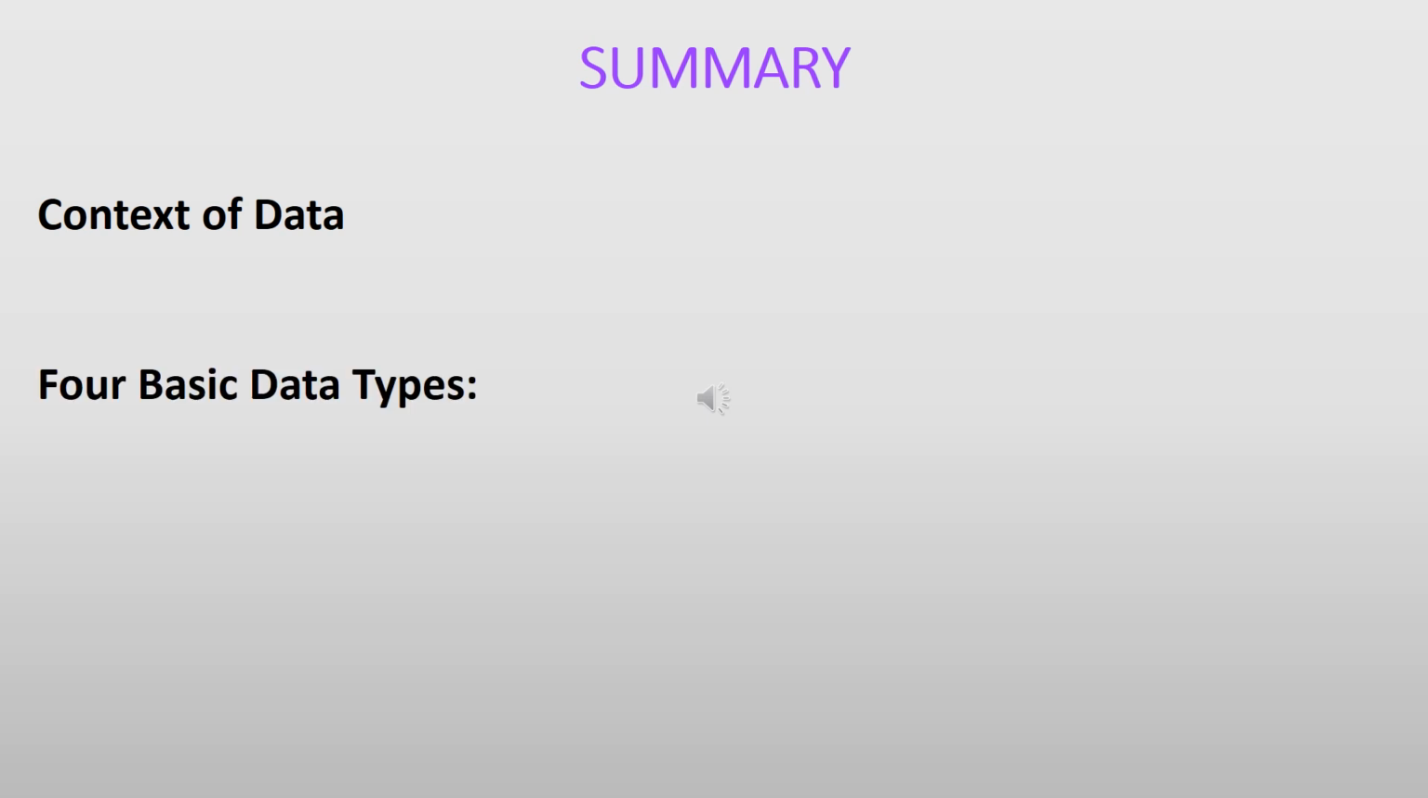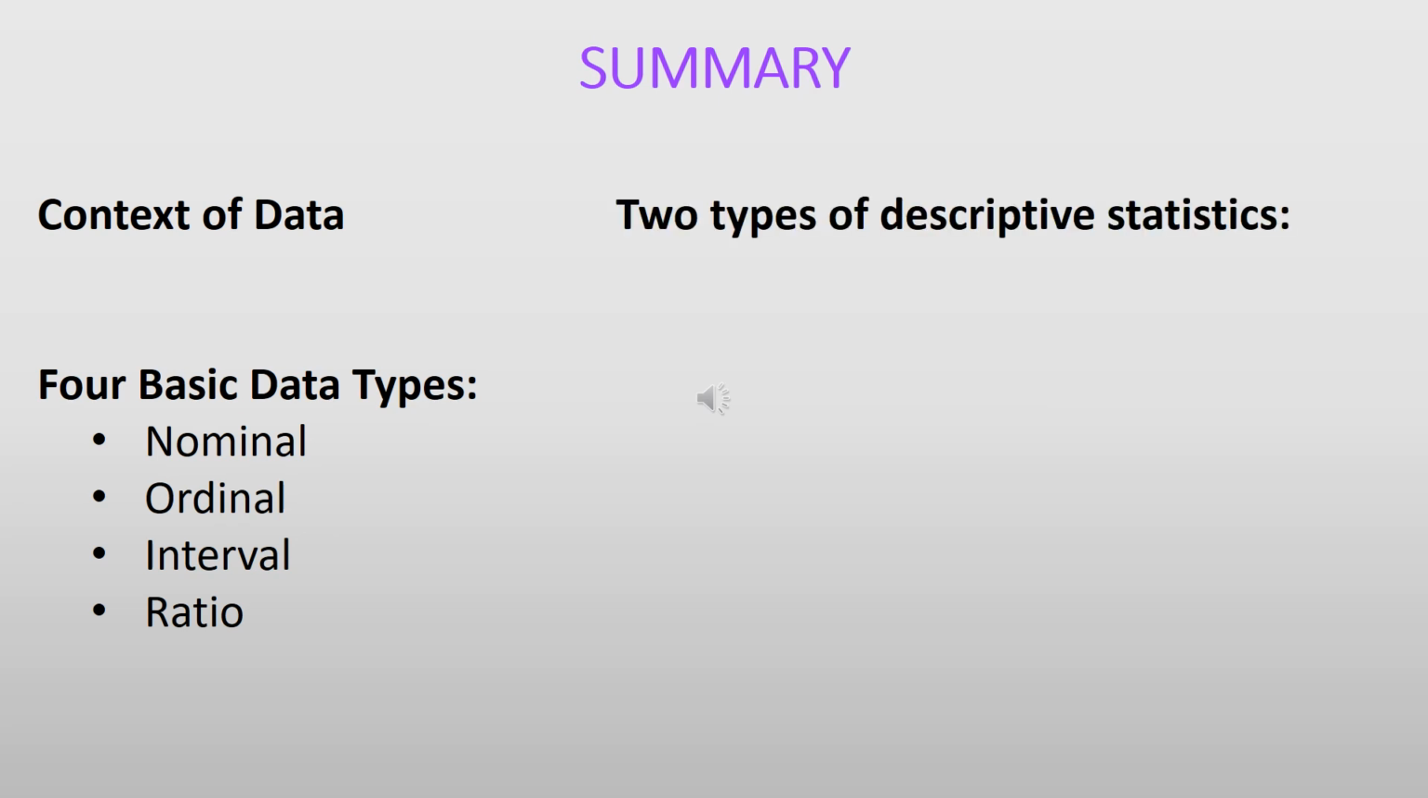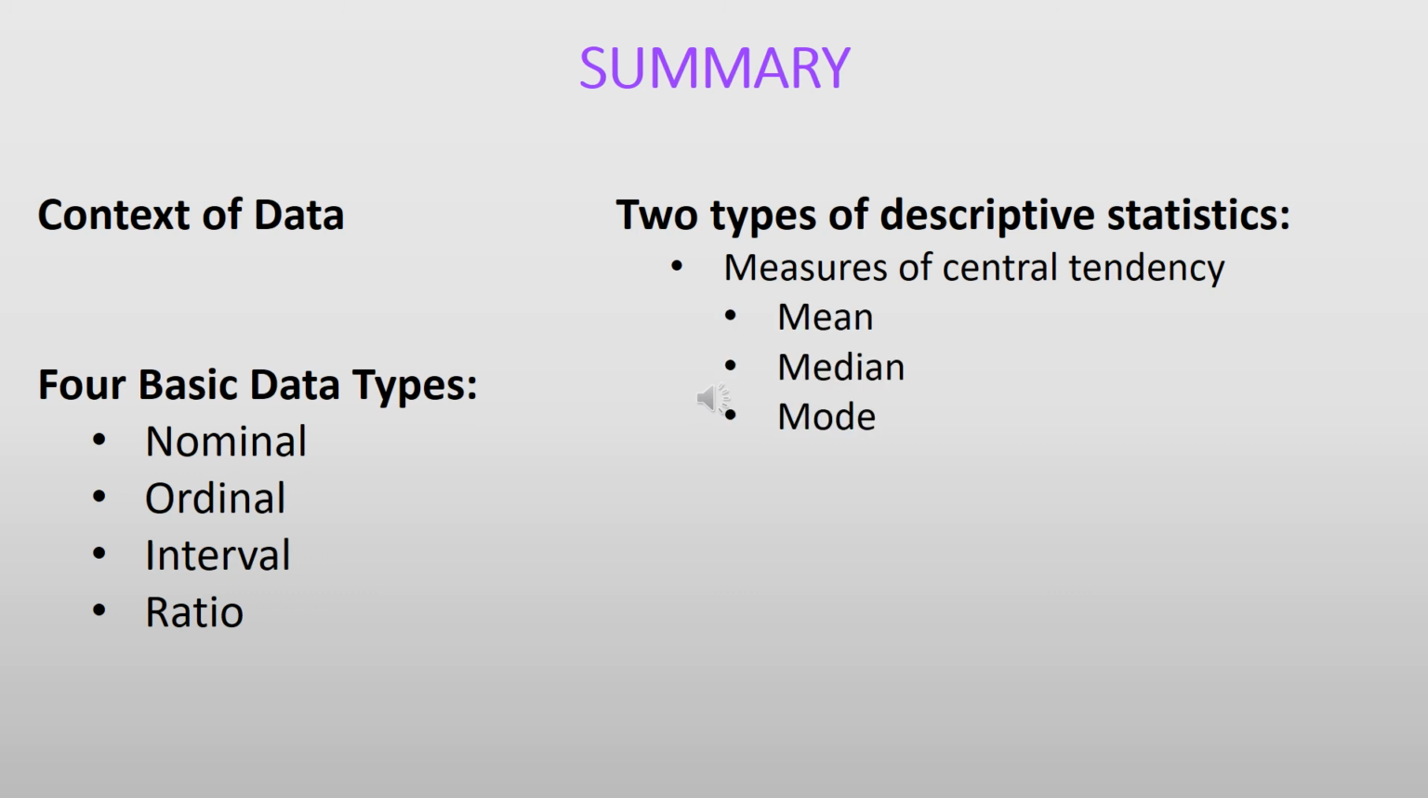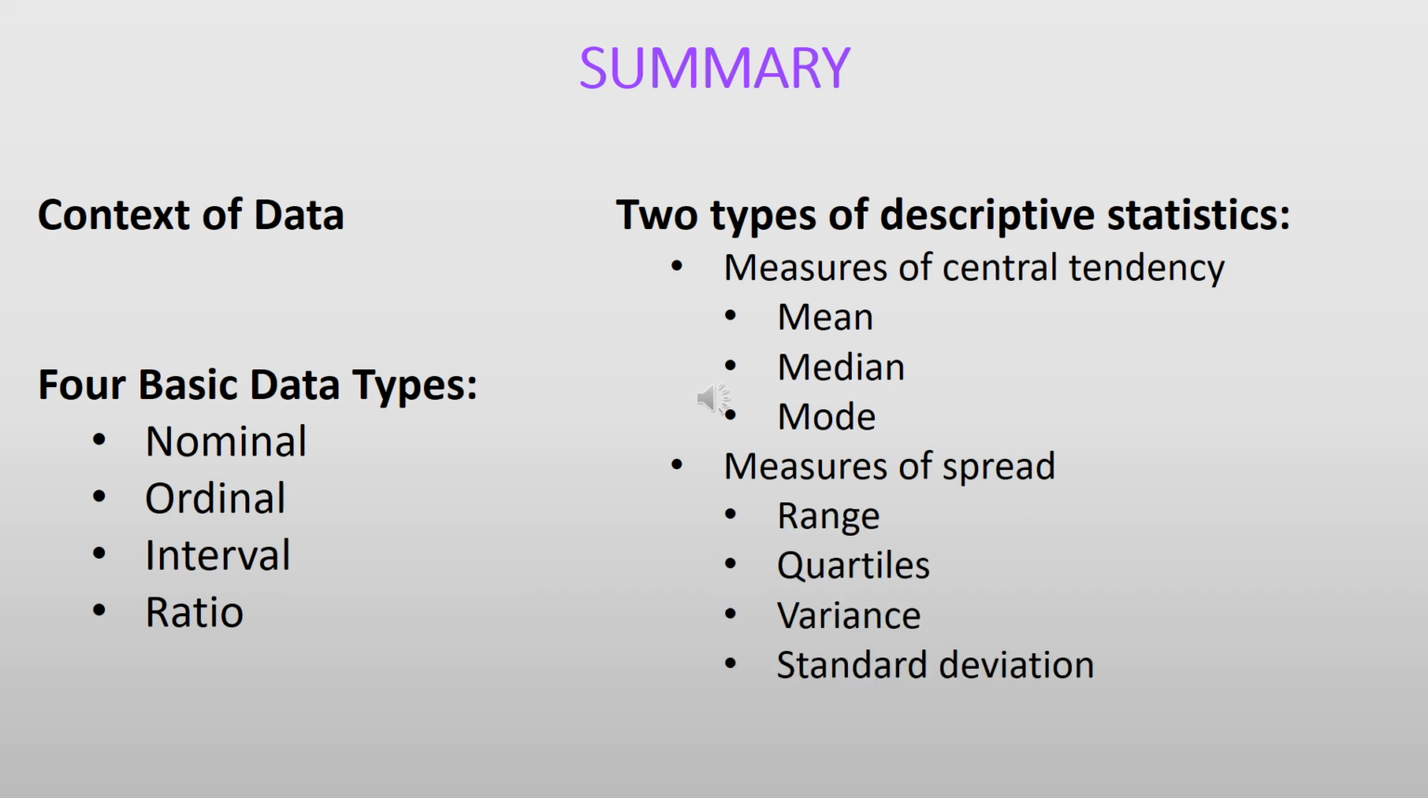Let's summarize what we have covered today. First, we talked about the context of data. Then we talked about the 4 basic data types: nominal, ordinal, interval, and ratio. Then we moved on to the 2 types of descriptive statistics: measures of central tendency, which include mean, median, and mode, and measures of spread, which included range, quartiles, variance, and standard deviation.